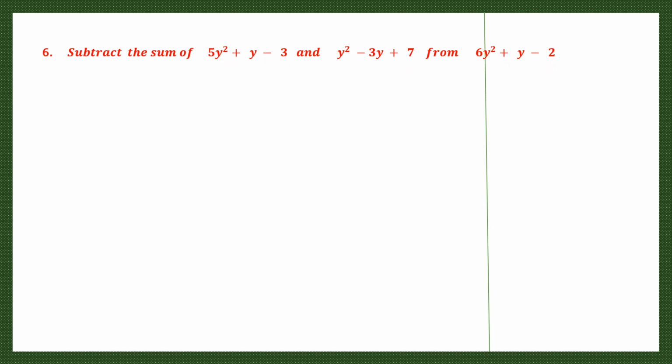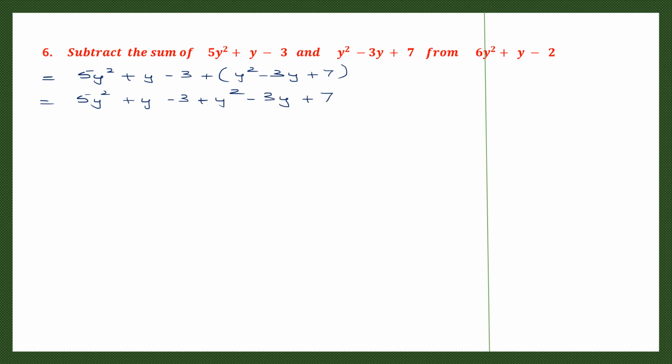So when you add, you can put the numbers in any order. So let's put 5y square plus y minus 3 and adding the next one, that is y square minus 3y plus 7. When you remove brackets, let's see what we get. Plus y minus 3. So before you remove brackets, you look at the sign before that. It's plus, so nothing changes. Everything remains the same. So that becomes plus y square minus 3y plus 7. No change.